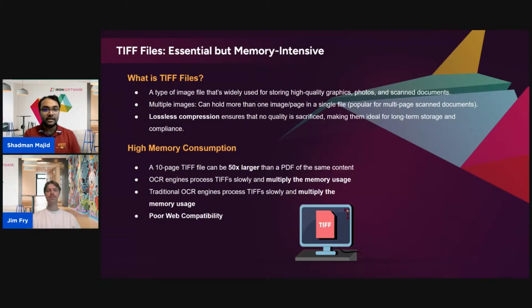And the traditional OCR engines process TIFF files much more slowly than the other ones. That's where IronOCR has made a lot of improvements in the latest version. In the following part of the webinar, we'll be showing a live demonstration where we'll go through the memory enhancements, the performance enhancements, and also the comparison between the previous version and the new version. So now I'll be handing over to Jim to go through a demonstration and also explain the details.